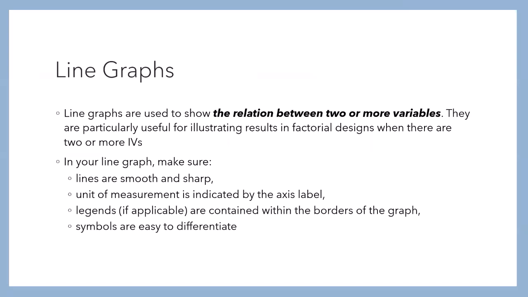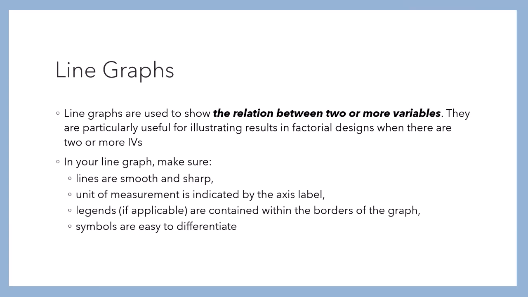Next, we have line graphs, which are used to show the relation between 2 or more variables. They are particularly useful for illustrating results in factorial designs when there are 2 or more independent variables, which is not the case for most, if not all of you, so it's unlikely that you would use this format, but they are great to know about for future coursework.